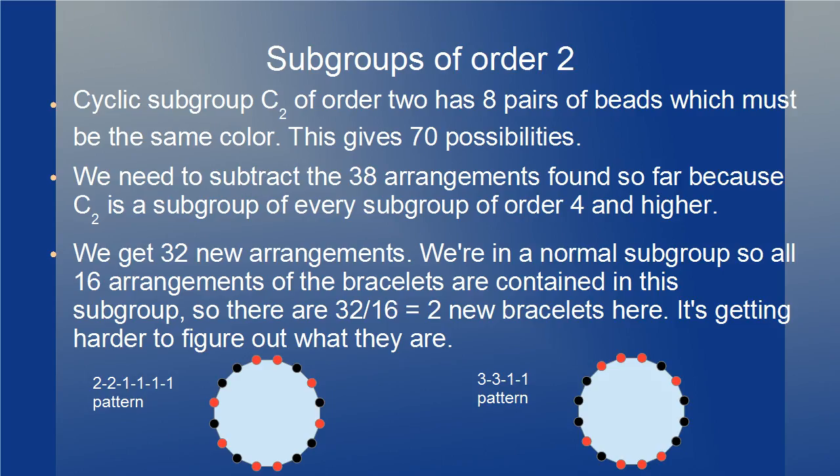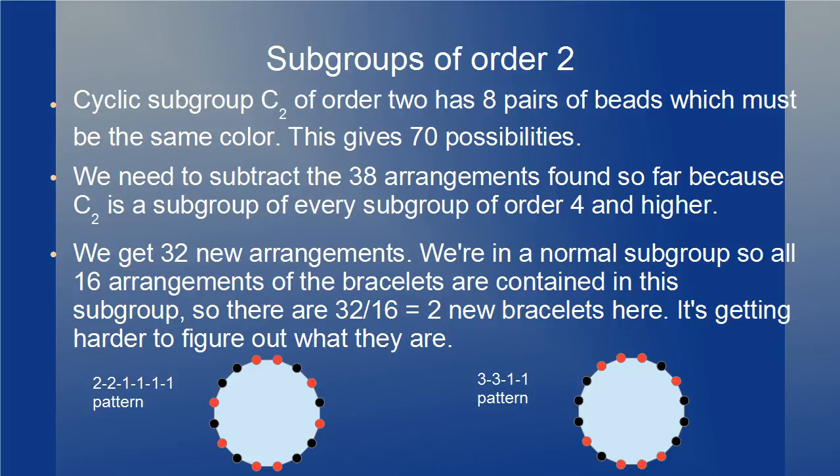Now down to subgroups of order 2, the final row of subgroups. Cyclic group of order 2 defines 8 pairs of 2 beads, diametrically opposite pairs, that must be the same color. There are 8 choose 4 ways, or 70, to choose these pairs half red and half black, so 70 arrangements. Cyclic group of order 4 is a subgroup of all groups found so far.